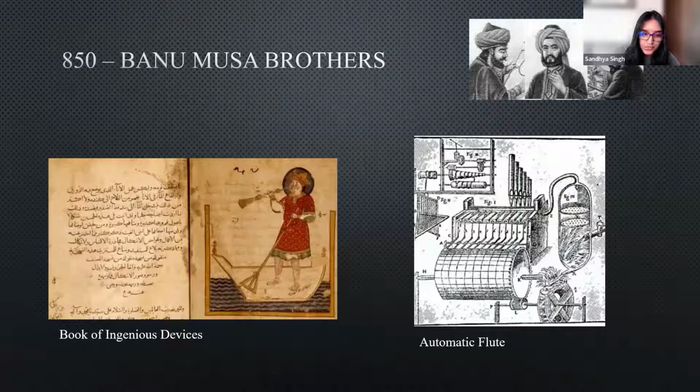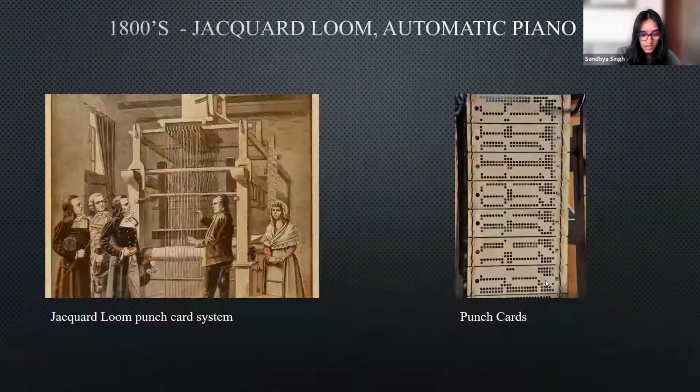This flute produced sound using steam, and it had 1 and 2 wave valves that could be changed. And many believe that this is the first instance of someone actually programming a machine. Then we fast forward a little bit, about 1,000 years, and we have this guy named Joseph Marie Jacquard, who creates the Jacquard loom card system.